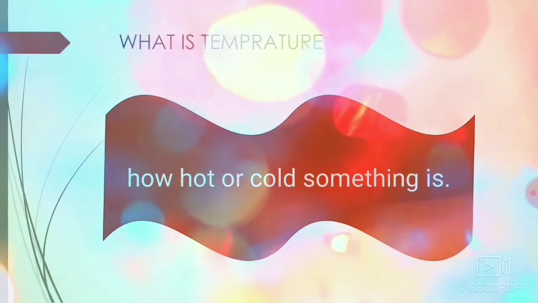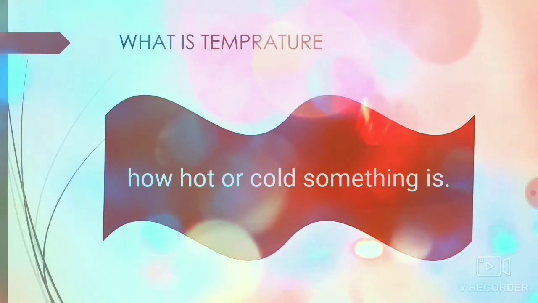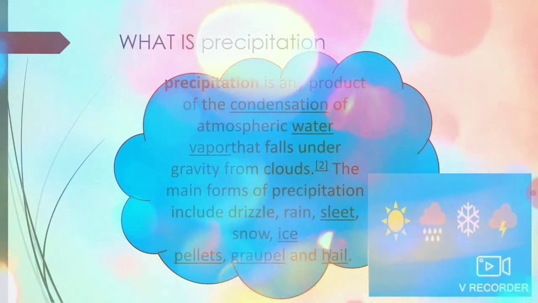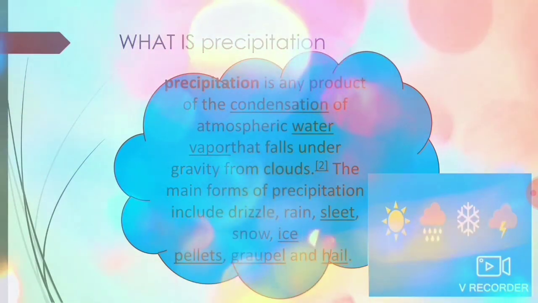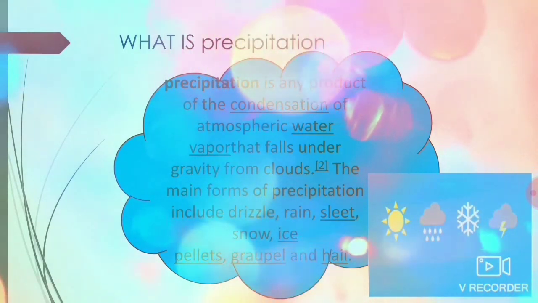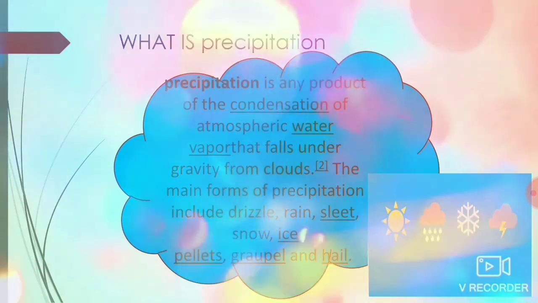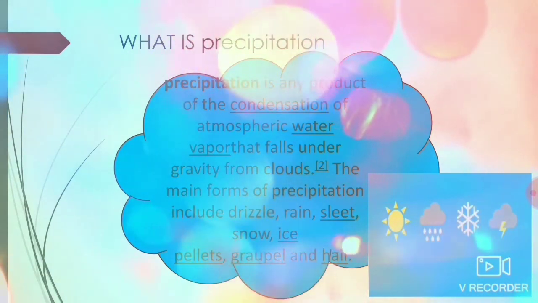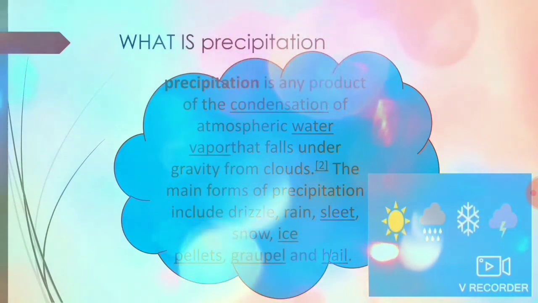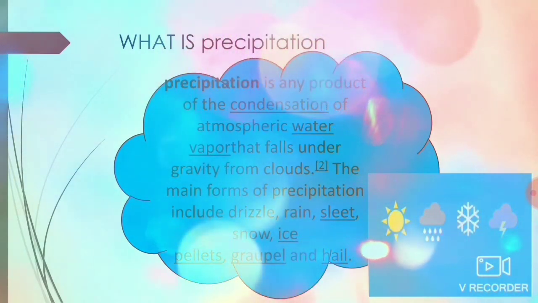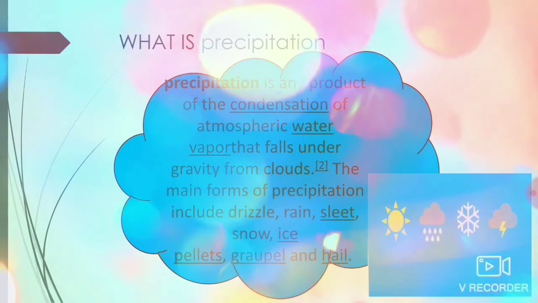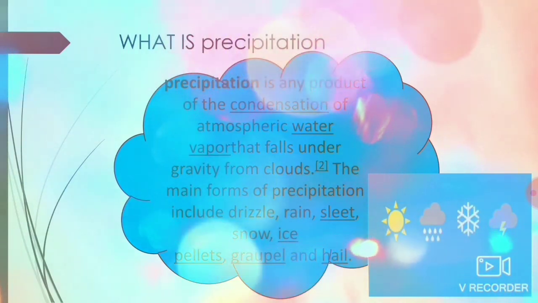And now let's learn about what is precipitation. Precipitation is any product of the condensation of atmospheric water vapor that falls under gravity from clouds. The main forms of precipitation include drizzle, rain, sleet, snow, ice pellets, graupel and hail. Friends, do you know how rain comes?